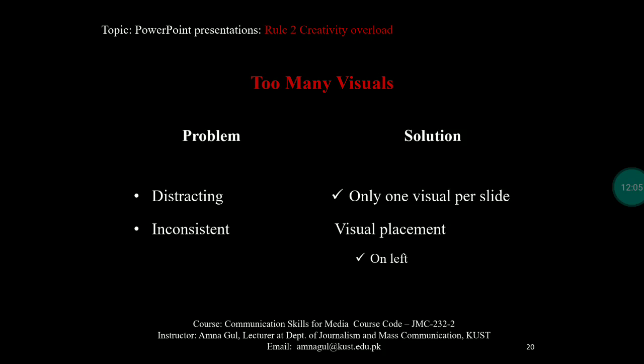There are many times that students do this thing that they put it on the right side. However, since we read from left to right, it's better to put the visual on the left side. And if you have any bullet points, they come after the visual, so they are also aligned properly towards the left.